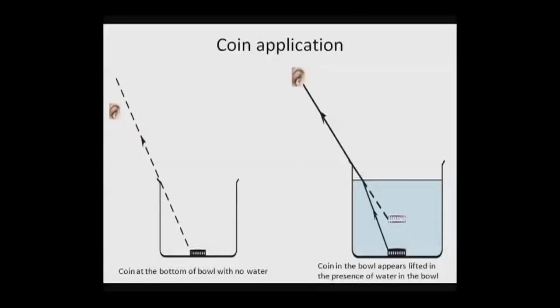Now let us observe this coin experiment once again. Now in this coin experiment, the rays from the coin are passing through the air medium and we see the coin. But when water is poured in the glass tumbler, the coin appears to be lifted. It is raised to a particular level. This appearing of the lifting of the coin is because of the principle of refraction.